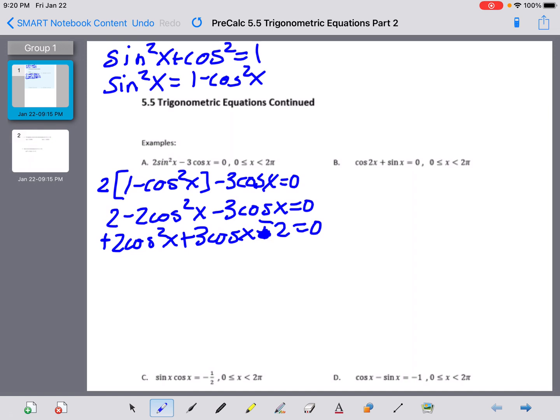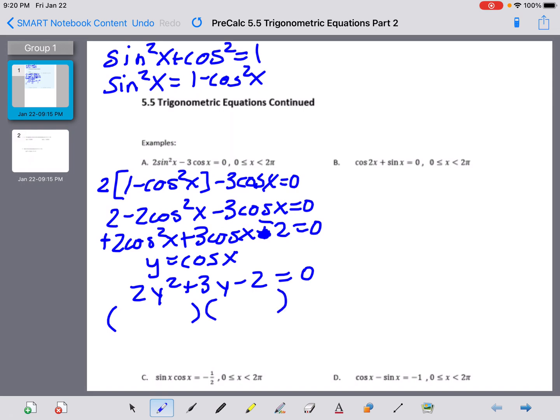All right. And again, because my brain processes better this way, I'm going to make y equals cosine x. Okay. And then the first term becomes 2y squared plus 3y minus 2. And I know I can factor that: 2y and y. I need to subtract to make 3, so I need a plus 2 minus 1. That gives me plus 4 minus 1. That'll make my plus 3 in the middle.